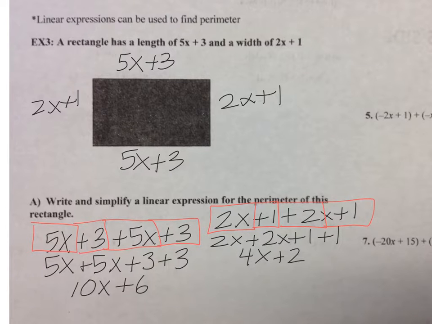Now that I have my length and my width, what I'm going to do with these two simplified ones is add them. So I'm going to get onto another page so that I have some more room here. Let's just rewrite it. For the length, I had 10x plus 6, and for the width, I had 4x plus 2.